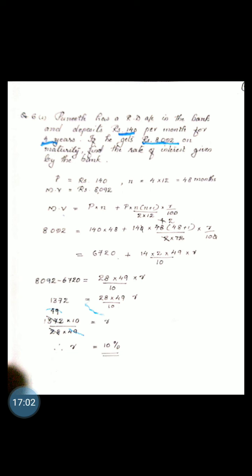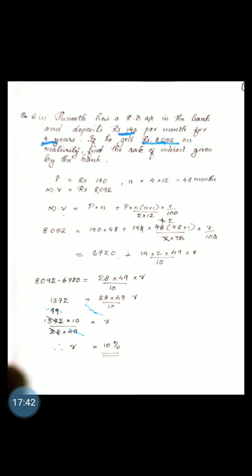Now, transpose this 6,720 to the left side. You will get 8,092 minus 6,720, which is equal to, when you simplify, 14 into 2, that is 28 into 49 divided by 10 into R. On the left side, the result is 1,372, which is equal to 28 into 49 divided by 10 into R.